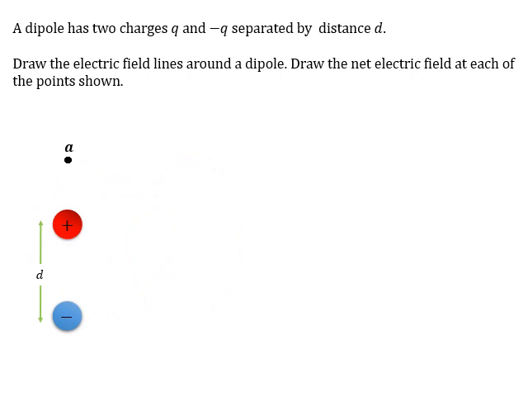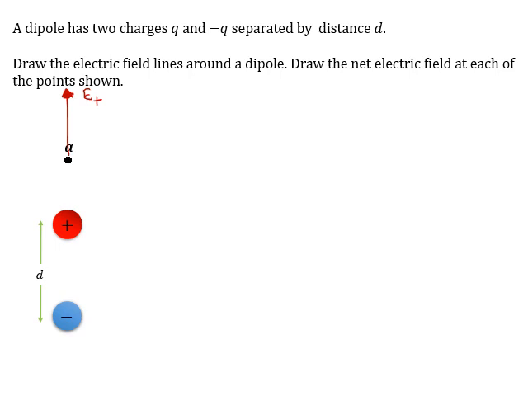So next, let's draw the net electric field at point A. The electric field at point A has a contribution due to the positive charge. It has a contribution due to the negative charge, and the total electric field would be the vector sum of those two. The electric field due to the positive charge will point away from the positive. We put our pen on point A, and then we draw a line that goes away. There's the electric field due to the positive.